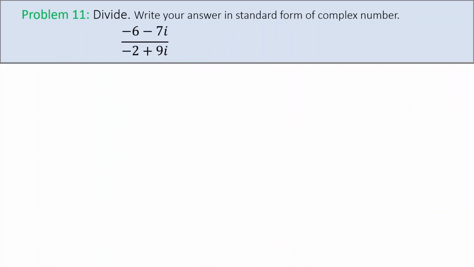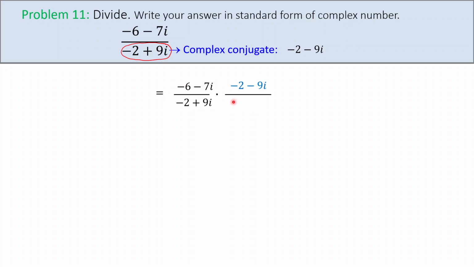Let us do another problem. Divide. You need to divide this complex number by this complex number. Equal to, write this. Now take this complex number and find the complex conjugate. You change this sign. 2 minus 9i. Now you need to multiply and divide this. Put parenthesis.